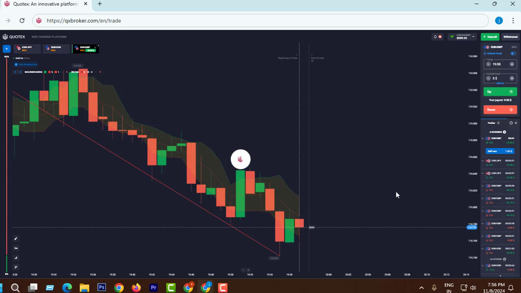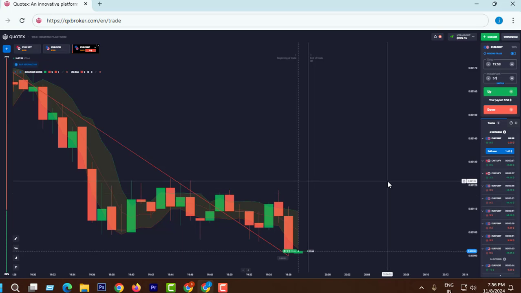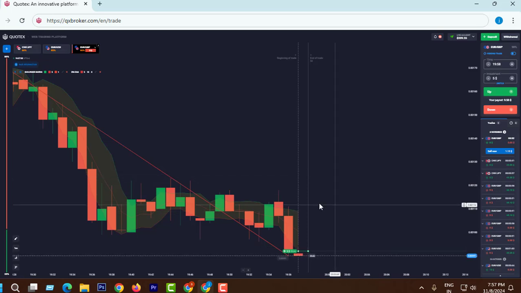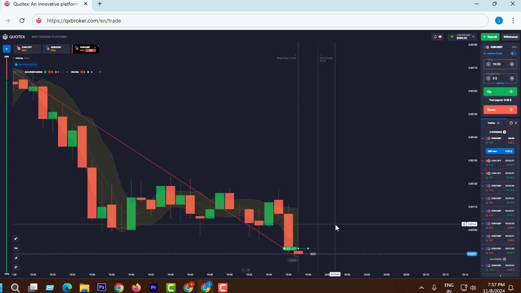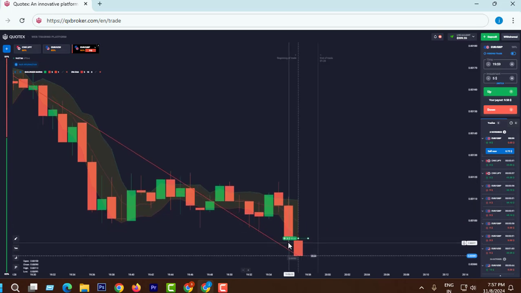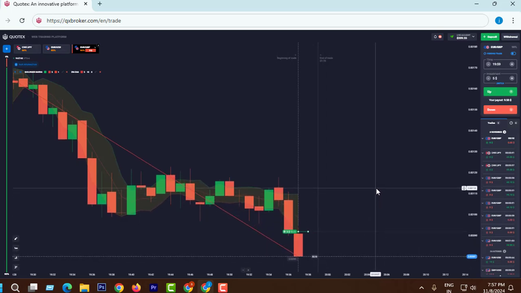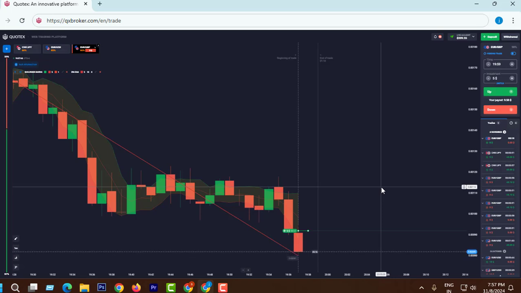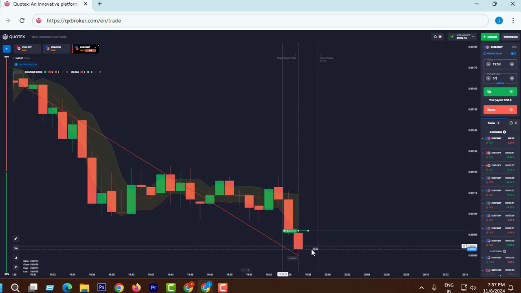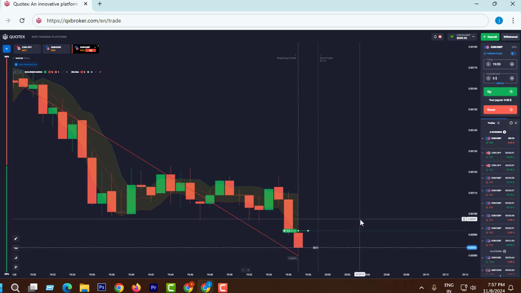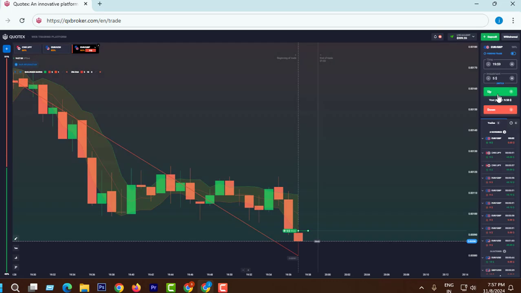So here is another trade. Let's see. Here is a not good rejection, that's why the market breaks this level. No problem, I can use martingale for a good rejection. Good rejection, the market is going up.